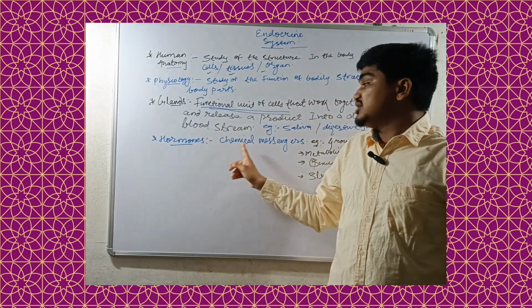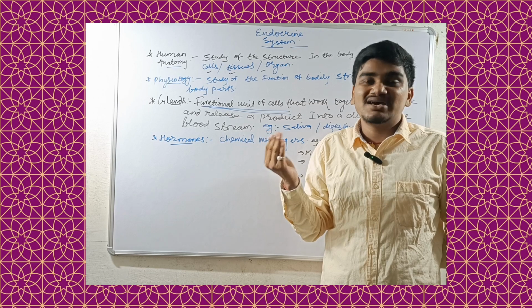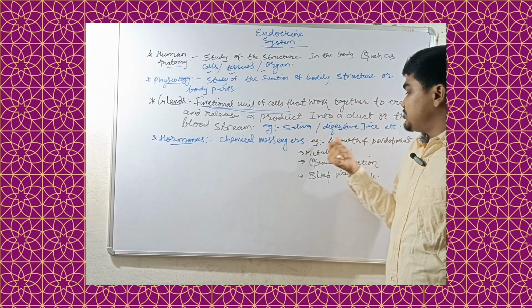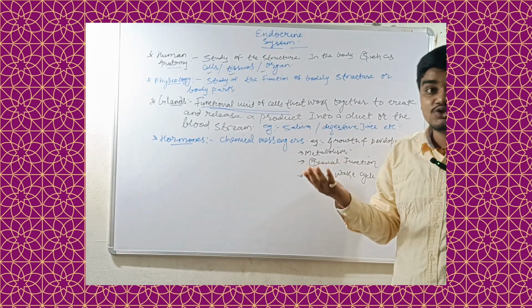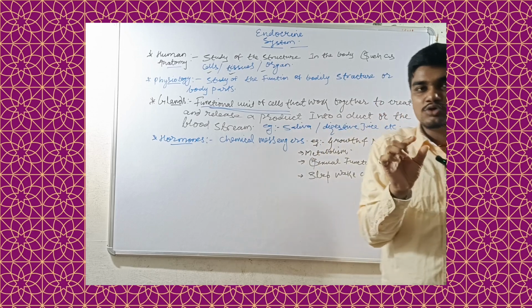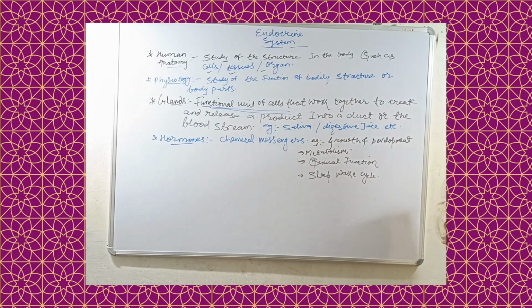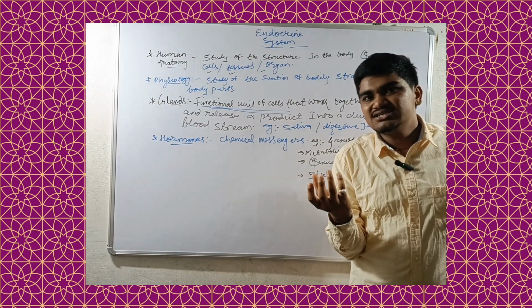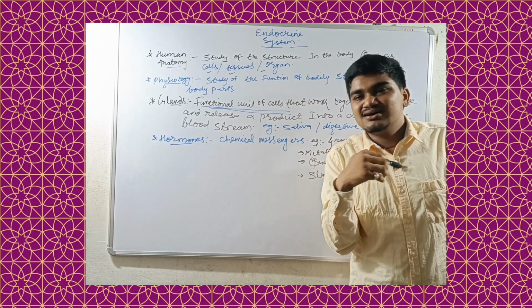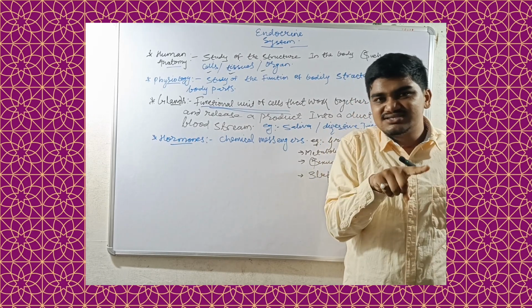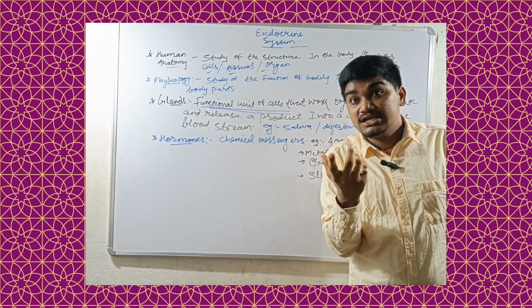So hormones are chemical messengers, meaning transmission of a message in the form of chemicals. Examples: growth, development, metabolism. You know that metabolism is catabolism plus anabolism. If there is digestion of food, then is that anabolism or catabolism? Catabolism. If there is formation of ATP after digesting the food, then is that ana or cata? Anabolism.